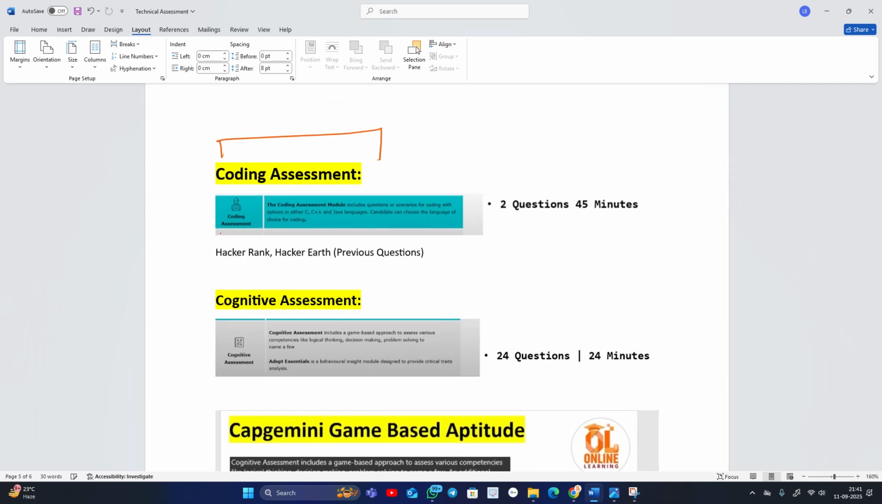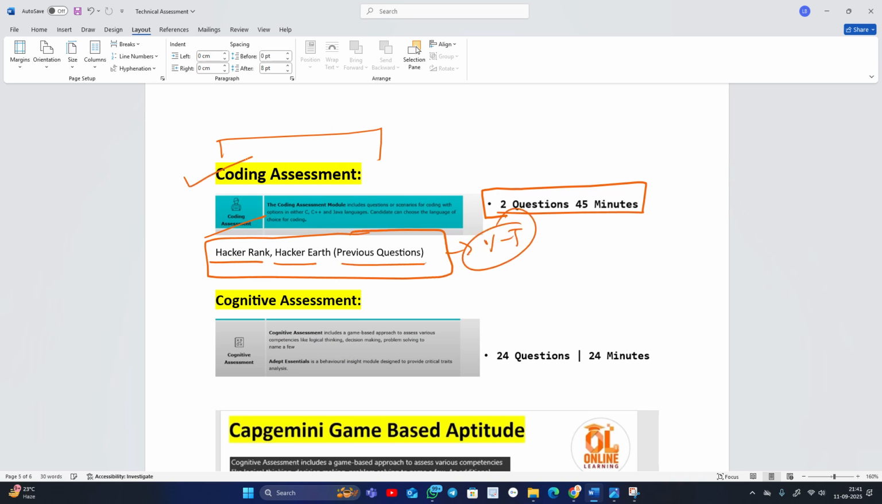Next is the coding assessment. The coding assessment is very, very important. There are 2 coding questions in 45 minutes. You can choose HackerRank, HackerEarth or LeetCode, and solve previous year questions that are present on YouTube, because you have to solve the coding questions. It will be very good for all of you, and you will be shortlisted for the Analyst Star and Senior Analyst opportunities. Then the cognitive assessment will be there.